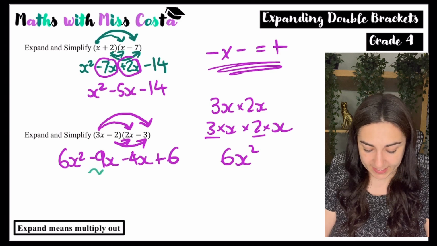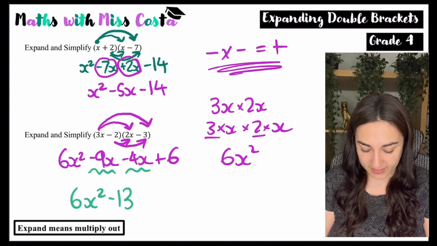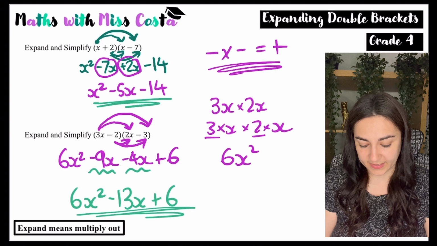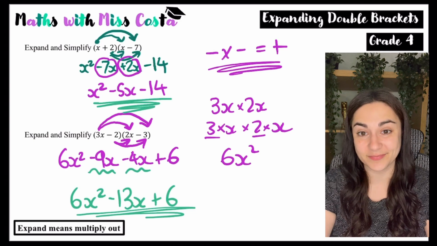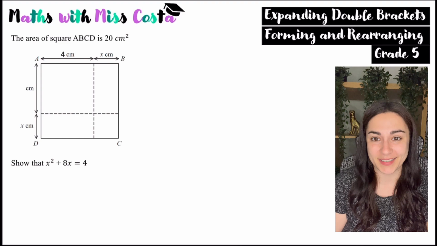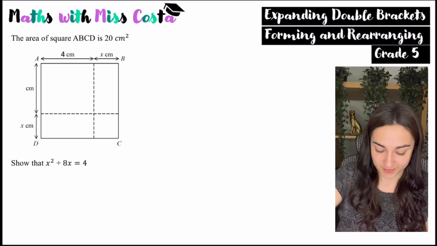So then, once again, we simplify and collect the like terms. 6x squared minus 9 minus 4 is going to be -13x, and then 6. So there are our answers over there. So a very good way of thinking about expanding brackets in context is when we're working out an area, because you've got one term plus another term multiplied by 2 other terms.